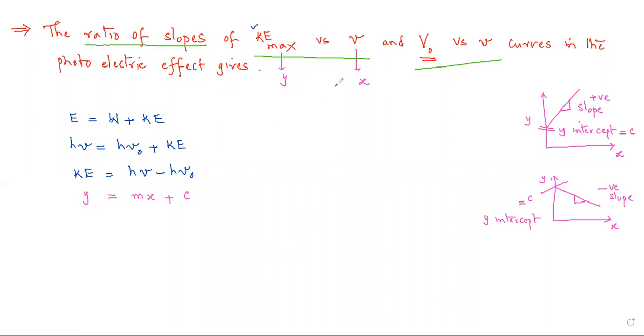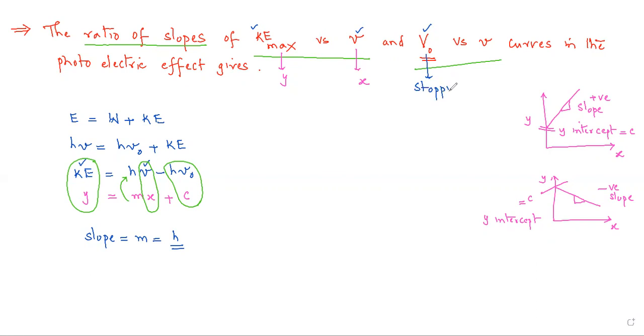So, come on. Now they have plotted a graph between kinetic energy, taking it on y-axis, and the nu taking it on x-axis. So, let us check. See, this is y. Now, this is your x. So, this is your slope. And this, of course, is intercept. Okay. So, what is the slope here? Slope, in this case, nothing but m is equal to h, right? Now, go for the other case, where this V naught, otherwise known as a stopping potential.